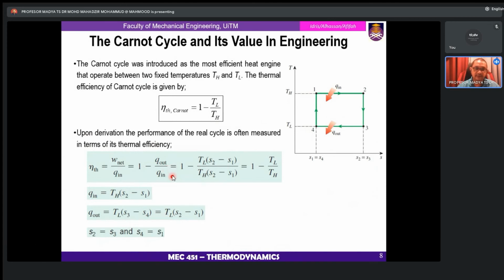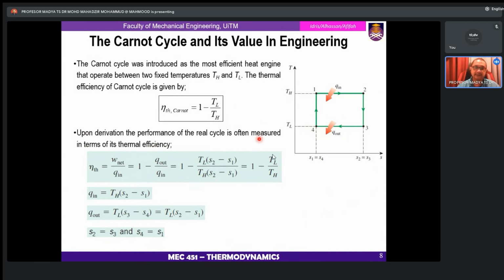We also know that Q_out in this process is T_L times (S3 minus S4), and it also equals T_L times (S2 minus S1), because S2 is equal to S3 and S4 is equal to S1. Rearranging all the formulas into the thermal efficiency formula, lastly you will get 1 minus T_L over T_H.